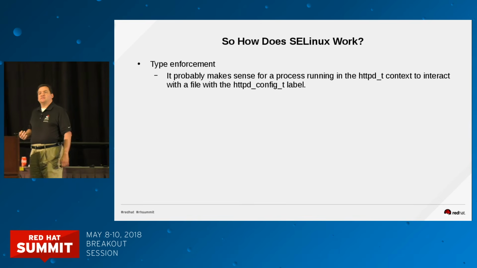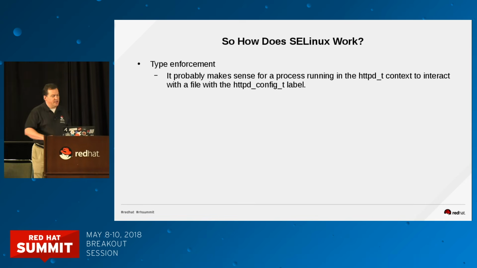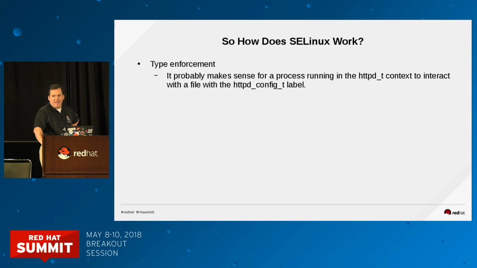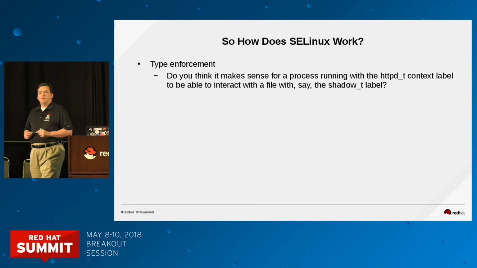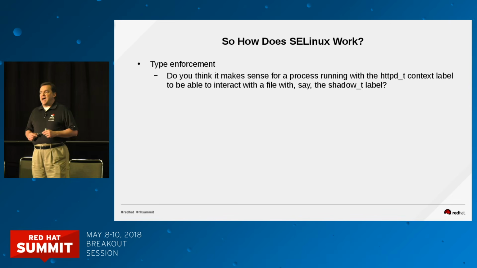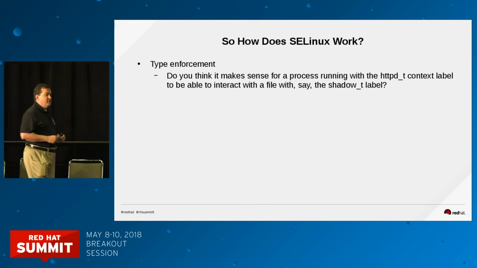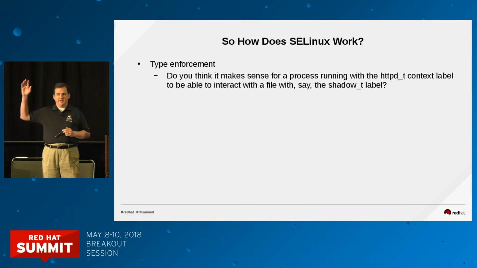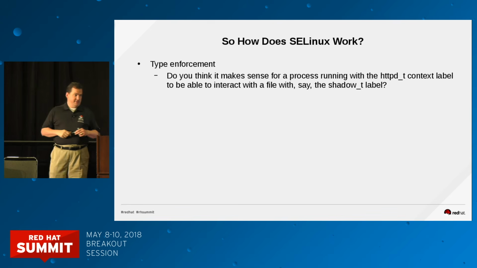So it probably makes sense for a process running in the httpd_t context to interact with a file in the httpd_config_t label, right? I mean, that kind of makes sense. But do you think it makes sense for a process running with httpd_t to access a file that's got the context shadow_t? Do you want your web server to serve up your shadow file? Raise your hand if you think that's a good idea. No volunteers? All right, good, because we were going to laugh at you.